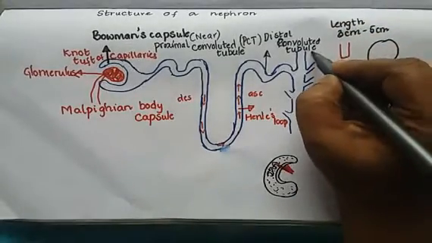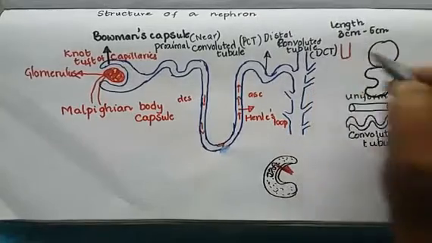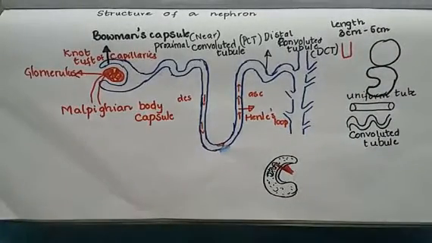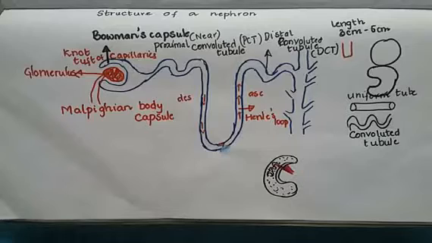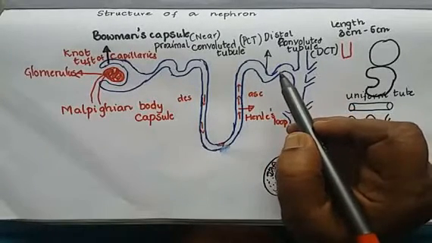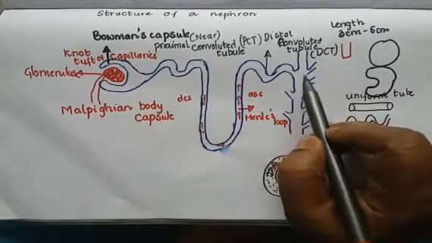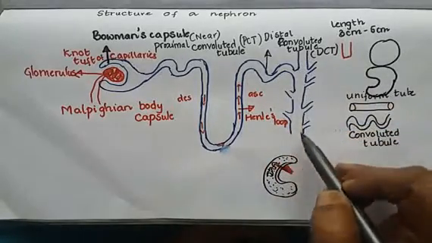So the short form of distal convoluted tubule is DCT. Again, we find this DCT in the cortex region of the kidney. So DCT further opens into one common duct.